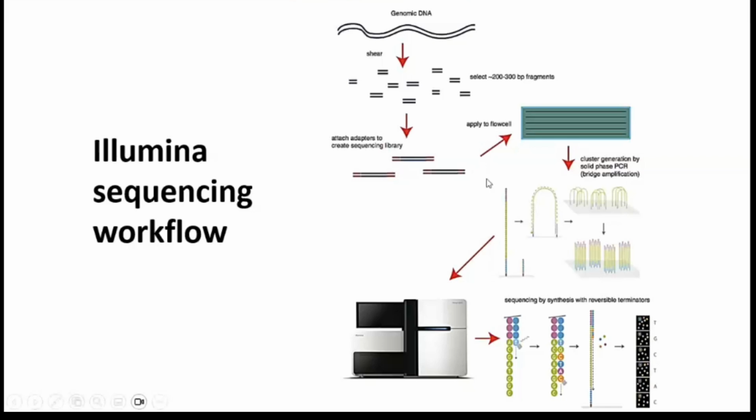That is used to ligate the adapters on this template DNA, of which we prepare the library, and we size select it there. After the ligation of these adapters, we apply it to the flow cell, and on that flow cell, bridge amplification is performed. In that bridge amplification, each template DNA is multiplied into multiple copies, and then they are applied to the sequencing platform, where the sequences are obtained.